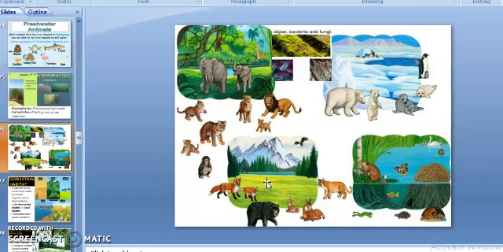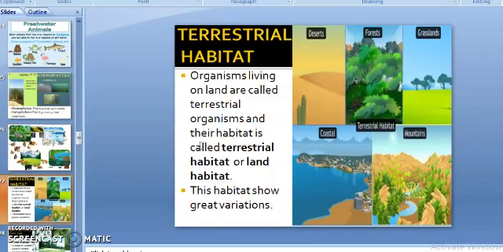Now look at this picture. These are terrestrial habitats. Terrestrial means land habitats. So this is our next topic, terrestrial habitat. The organisms living on land are called terrestrial organisms, and their habitat is called terrestrial habitat. So terrestrial habitat means we are talking about land habitats. Land habitats like deserts, forests, grasslands, coastal regions, mountains, these all will come under land habitat or terrestrial habitats.